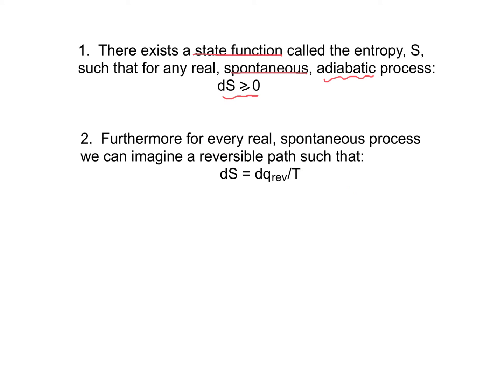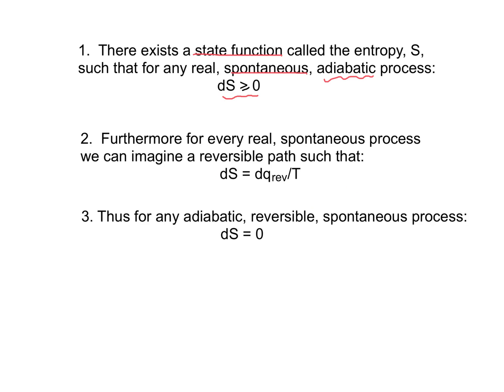So we have to imagine a reversible path if we want to calculate the change in entropy. Notice because entropy is a state function, it doesn't matter whether we've done it reversibly or irreversibly, the change in entropy will always be equal to the reversible amount of heat transferred divided by the temperature of the system.